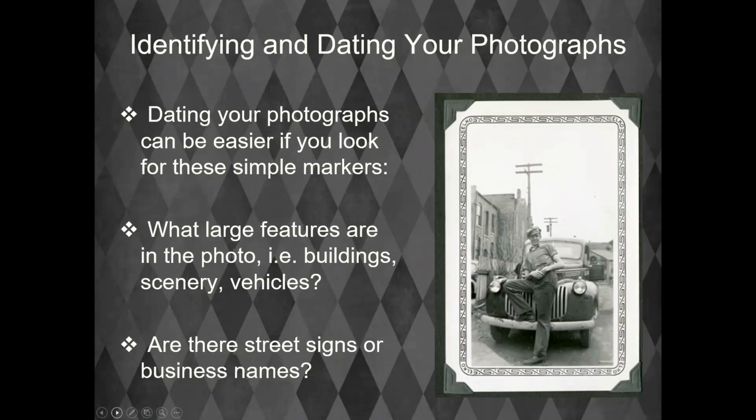But what if they're not? That's when you start to look at things. What do I see? What's in the background? What type of buildings, scenery, vehicles do we see? Can you read the names of businesses? Can you read street signs in the background? Is there some other type of identifying feature like a church or a courthouse or a bridge or something else that you recognize that you can then start to categorize those things?